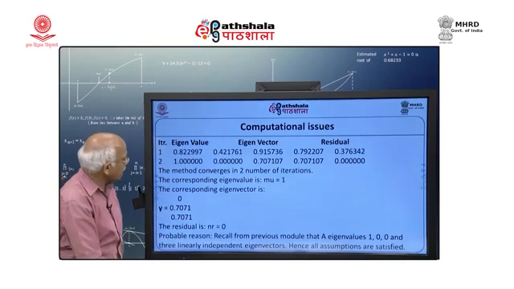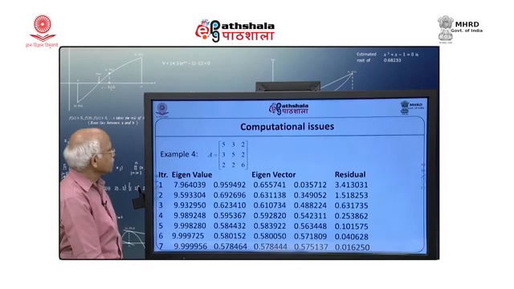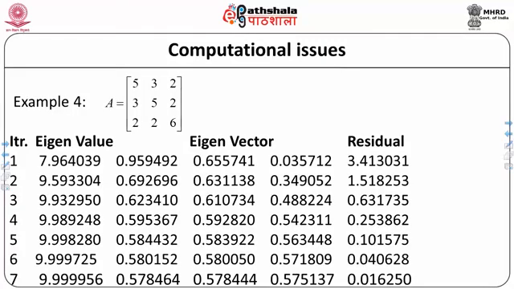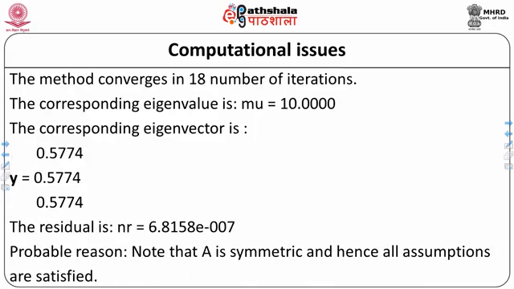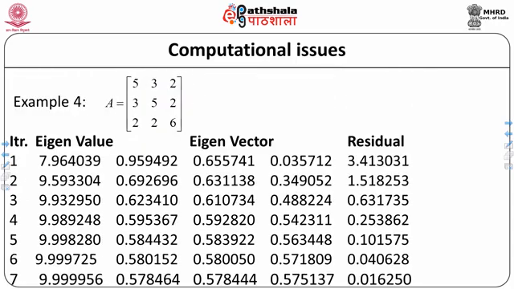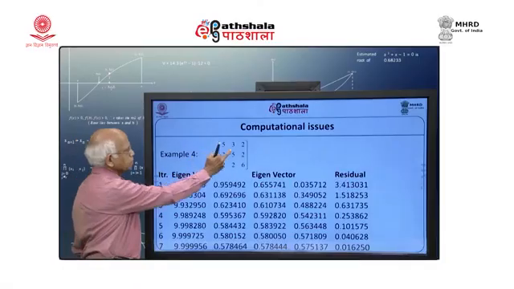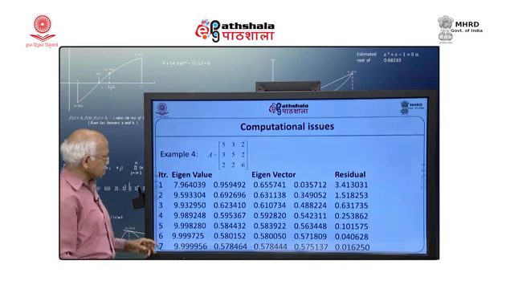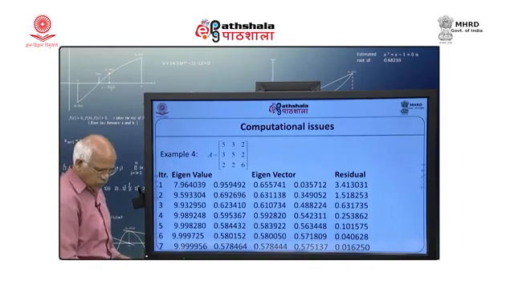Similarly, I am doing this for the inverse power method. So this is example 4 for the power method, and again we are trying to get this matrix. What we are trying to do is example number 4, 5 3 2. This is the matrix that we are considering, and these are the iterations we are going through.